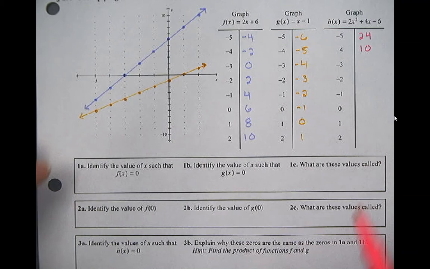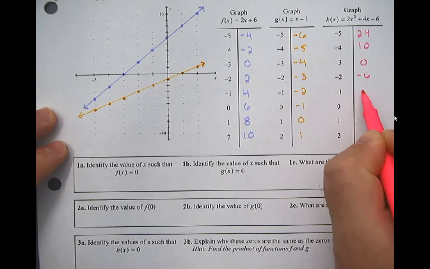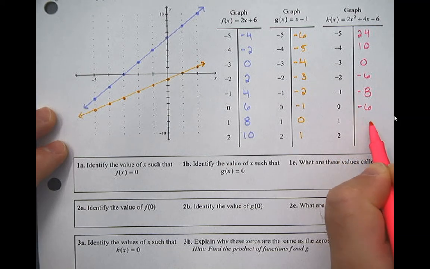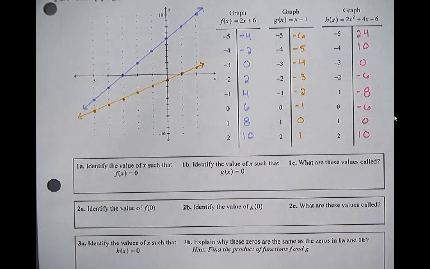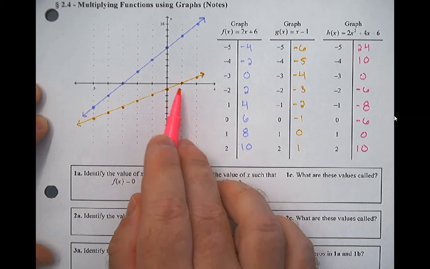All right, well, hopefully you filled it in on your own. These are the y values that you should have gotten. And now I can take those y values and I can try to graph them. So -5 at 24 obviously won't fit. So we'll go to the next one.